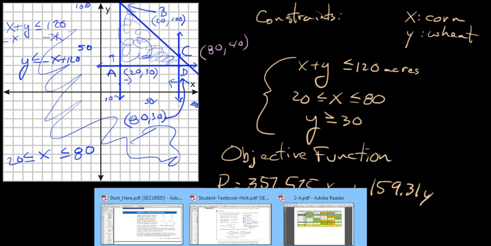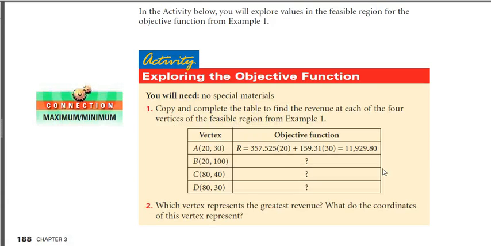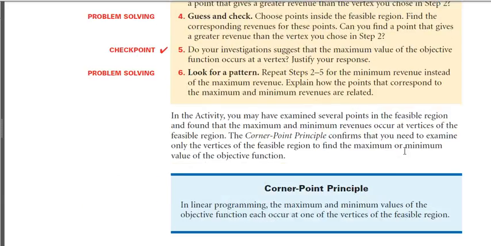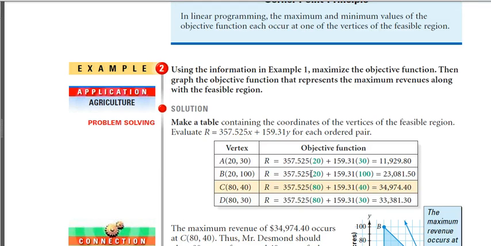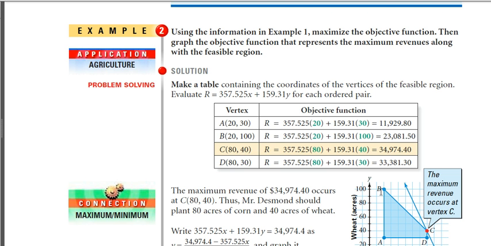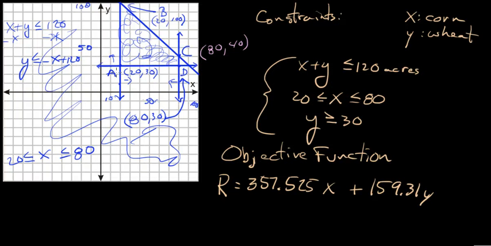Now, if we do all that work, and they did that for us in the book, we'll have a table of values. We're supposed to do that as an exploration, but I'm just going to show you the table of values right here. You just figure out the value for each point, and the corner point principle says that you only have to look at the corner points, and that's why we did that on this. We just looked at the corner points A, B, C, and D. We have an x and a y value for each one of those points.